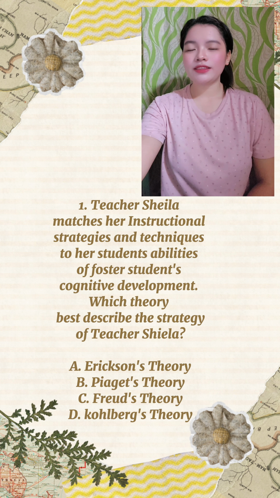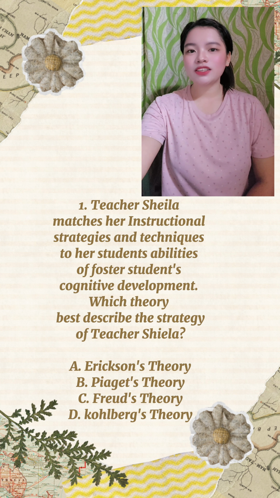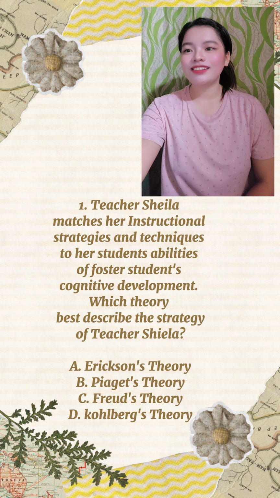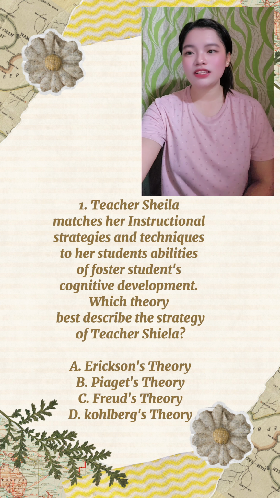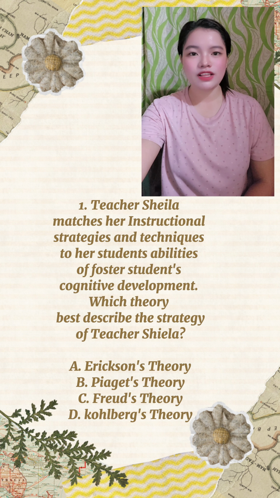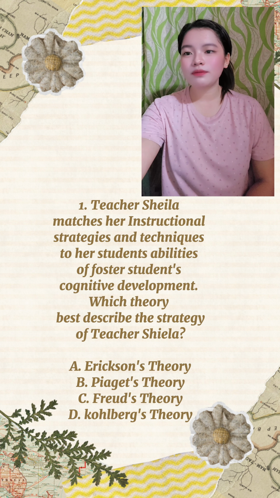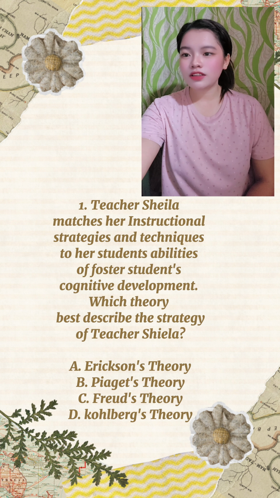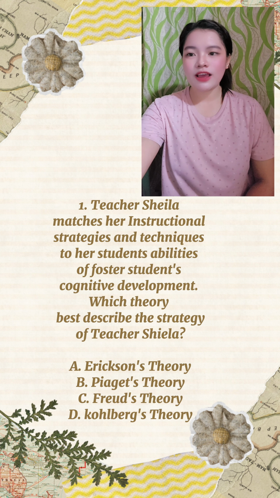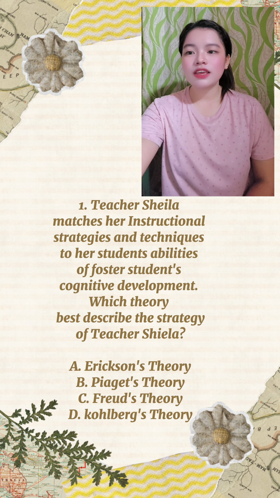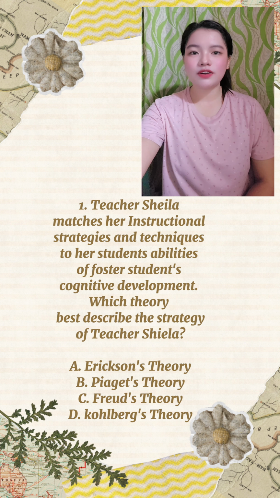Question number 1. Teacher Sheila matches her instructional strategies and techniques to her students' ability of faster students' cognitive development. Which theory best describes the strategy of Teacher Sheila? A. Erickson's theory, B. Piaget's theory, C. Freud's theory, and D. Kohlberg's theory.